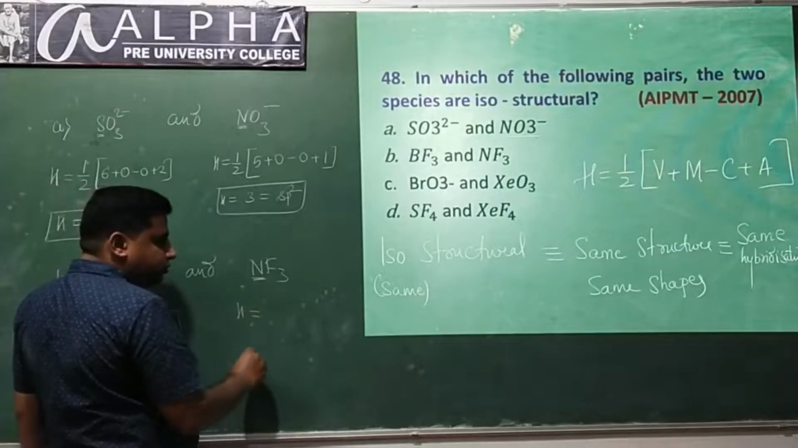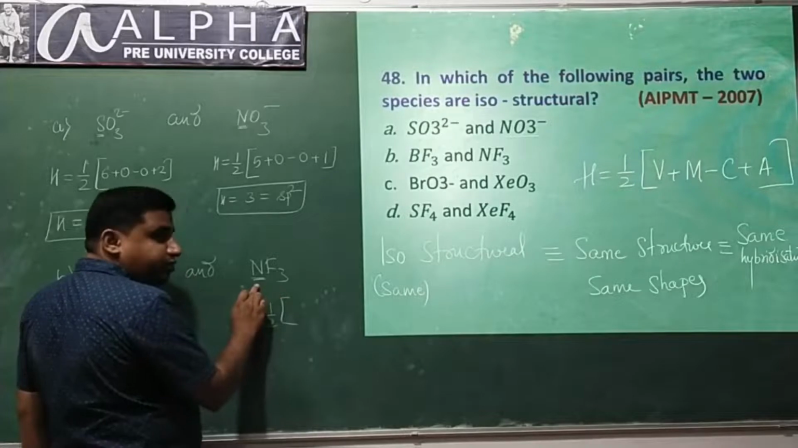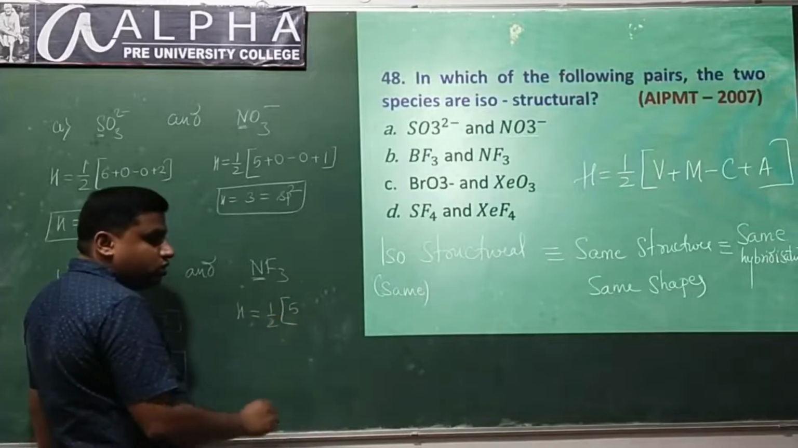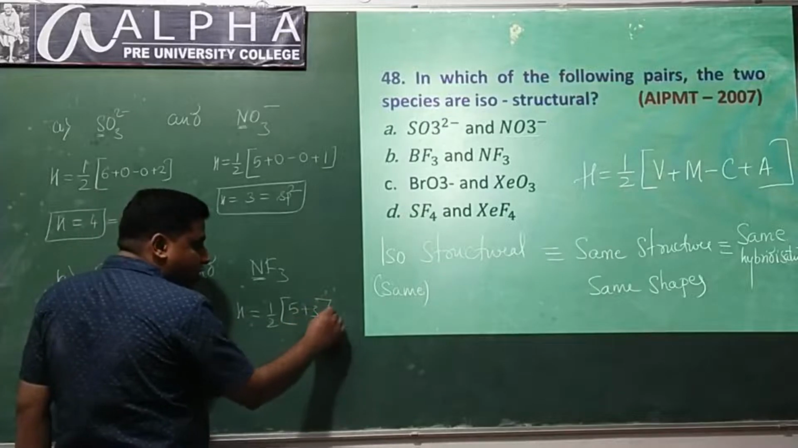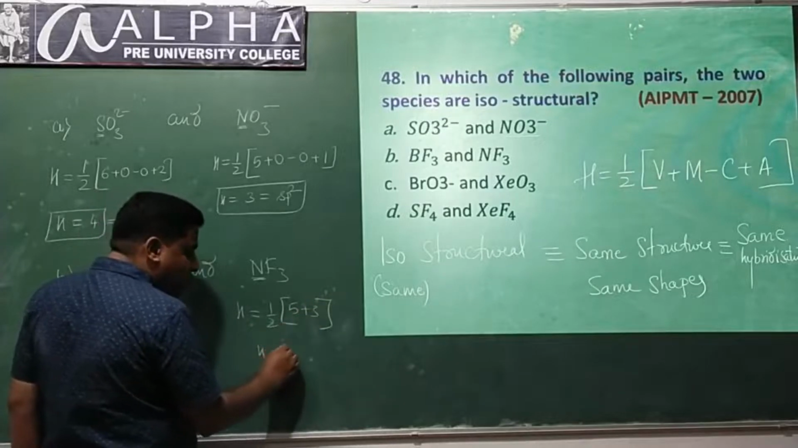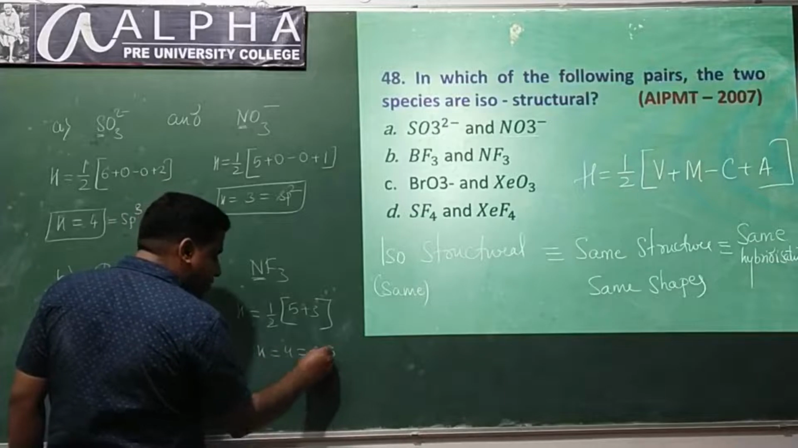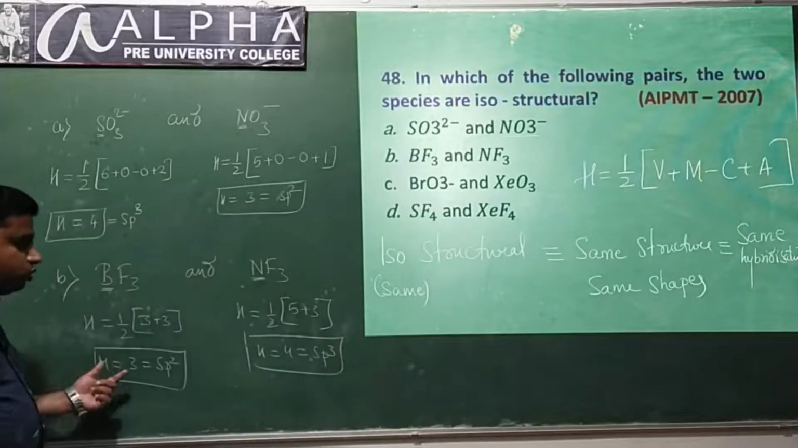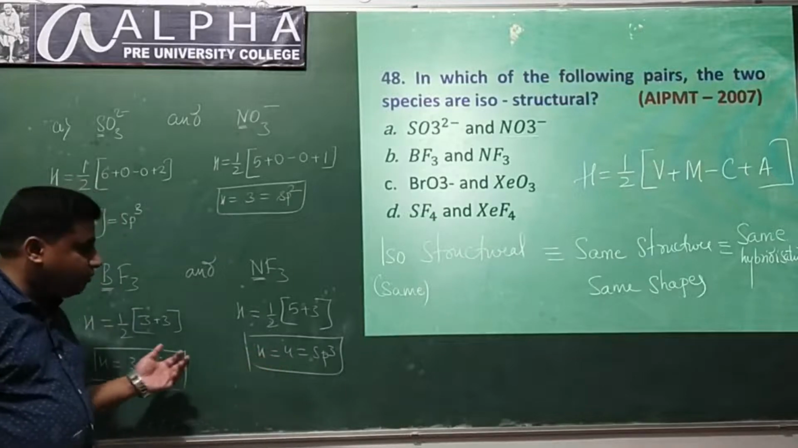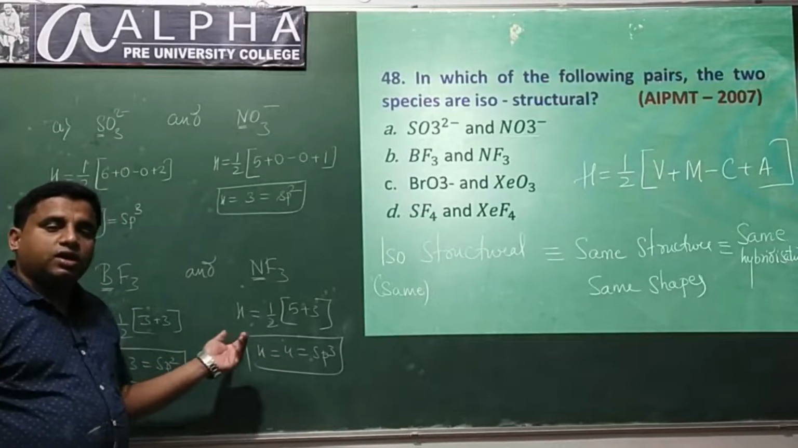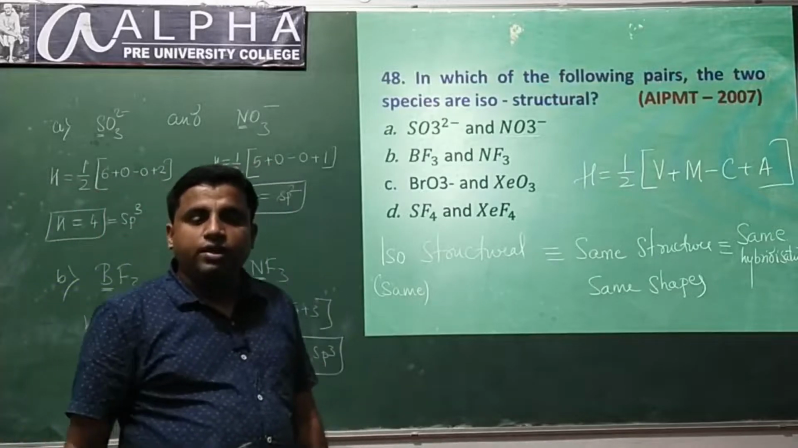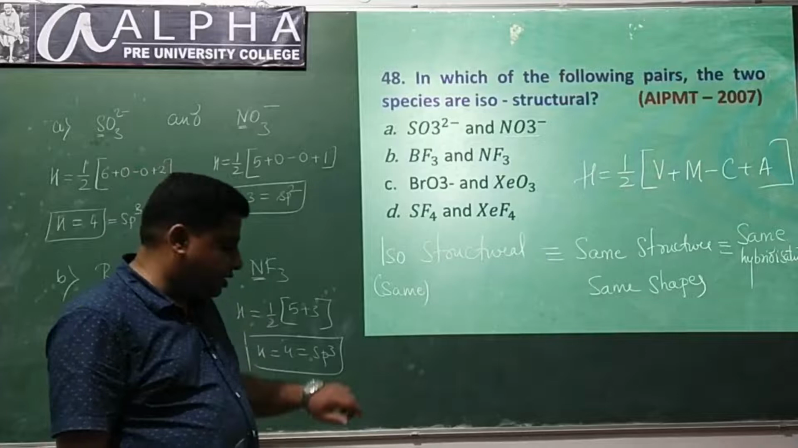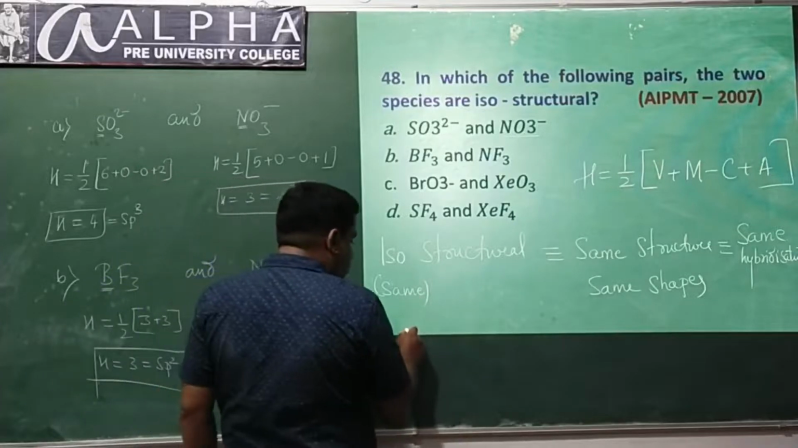How about nitrogen trifluoride? H is equal to half of nitrogen, 15th group, 5 valence electrons, 3 monovalent atoms. Positive charge 0, negative charge 0. 5 plus 3 is 8. Half of 8 is 4. 4 means sp3 hybridization. So this is sp2, this is sp3. This is trigonal planar, this is tetrahedral. Therefore, different hybridization, different structure. If they have different structures, they are not isostructural. Understood?